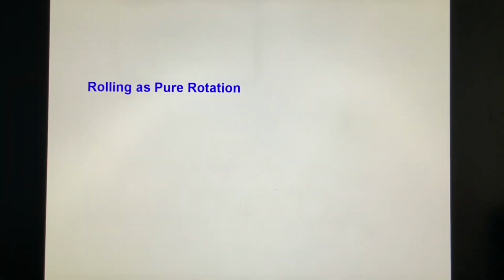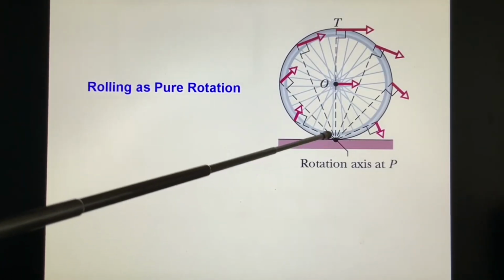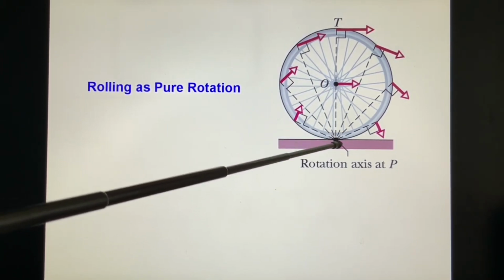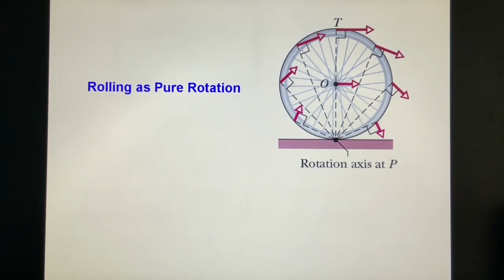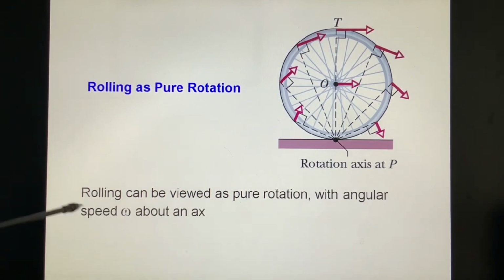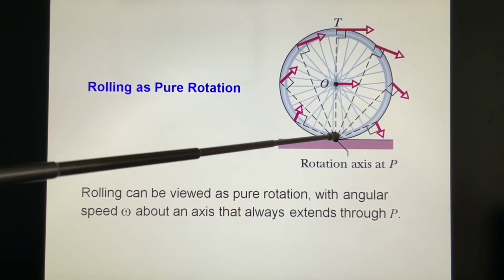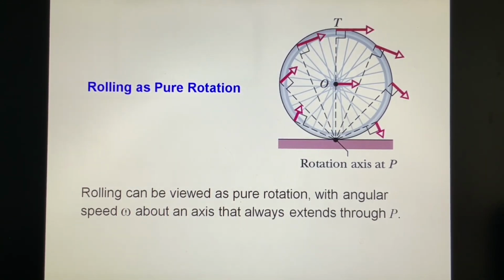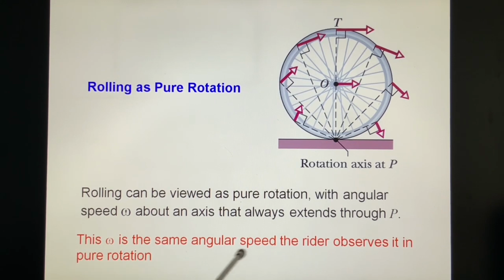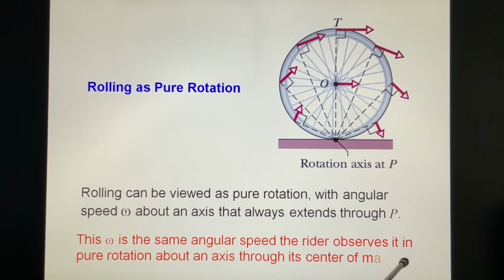Rolling as a pure rotation. We can look at the rolling from another angle. All the wheel rotates around this instantaneous axis, the rotation axis at point P. It's a pure rotation with an angular speed omega about this axis, which always extends through point P. And it turns out this angular speed omega is the same angular speed the rider observes in pure rotation about an axis through its center of mass. Let me prove it.